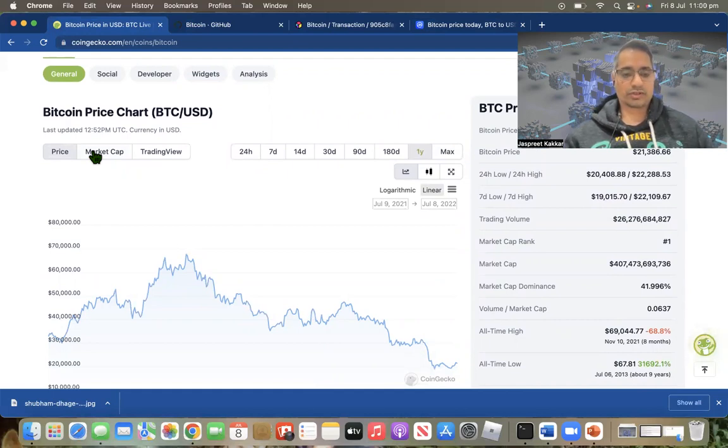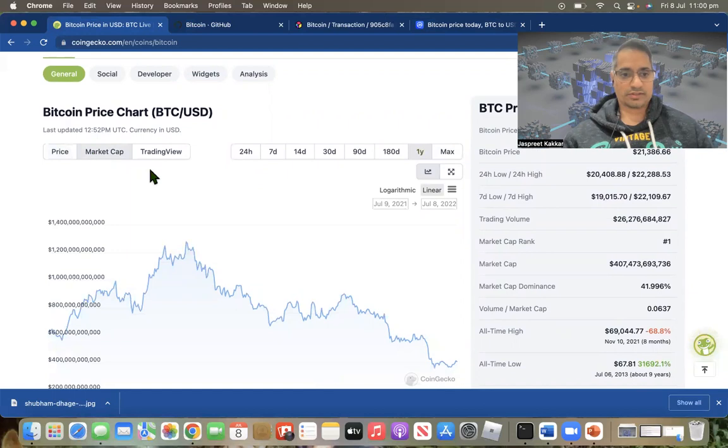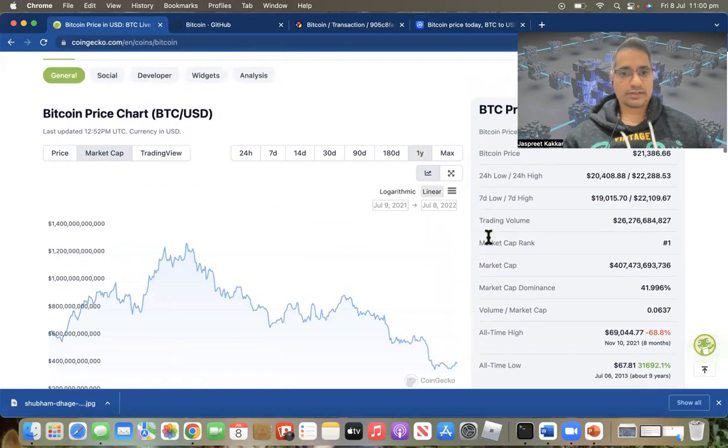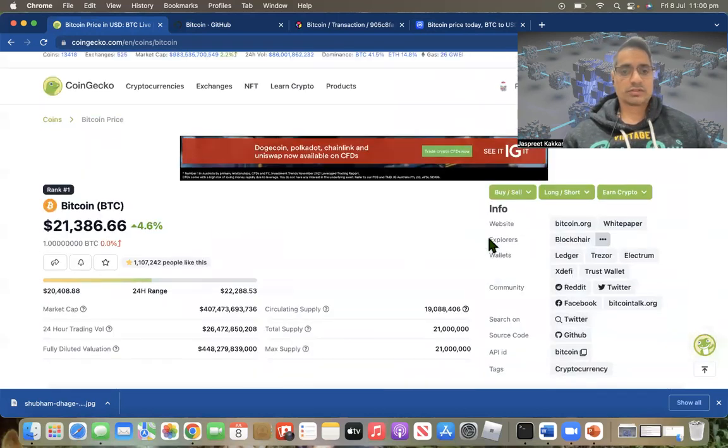You can also look at the chart for market capitalization here. For the last 1 year, you can see that Bitcoin spiked to more than $1 trillion market cap and then came back lower. So this is about it.